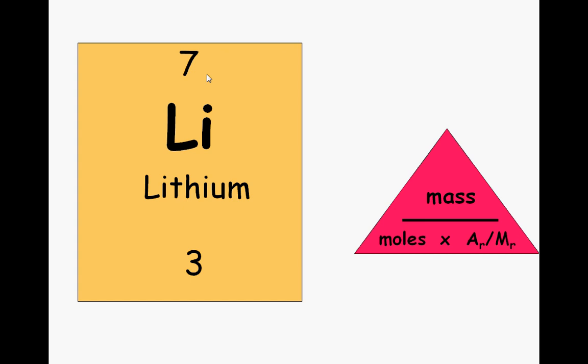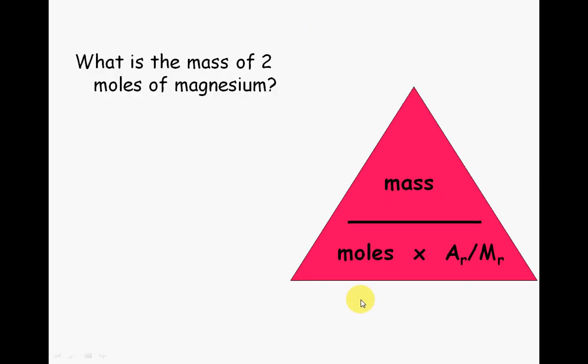Alright, so we look at magnesium. Magnesium has 2 numbers. You've got 12 and 24. The relative atomic mass for magnesium is 24. So you always take the large number of the 2. Okay, so let's look at the first example.